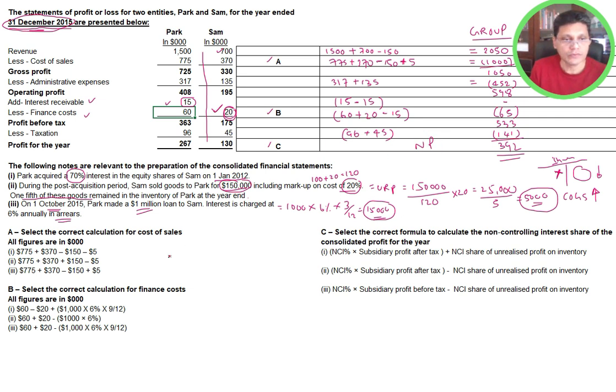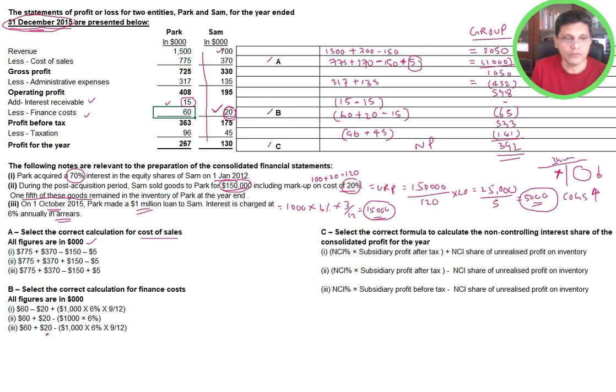So now let's move on to these questions and we'll try to answer. Select the correct calculation for cost of sales. All figures are in thousands. Now what we did, how did we calculate cost of sales? We added 775, 370. Then we deducted the intercompany 150, plus we added the unrealized profit.